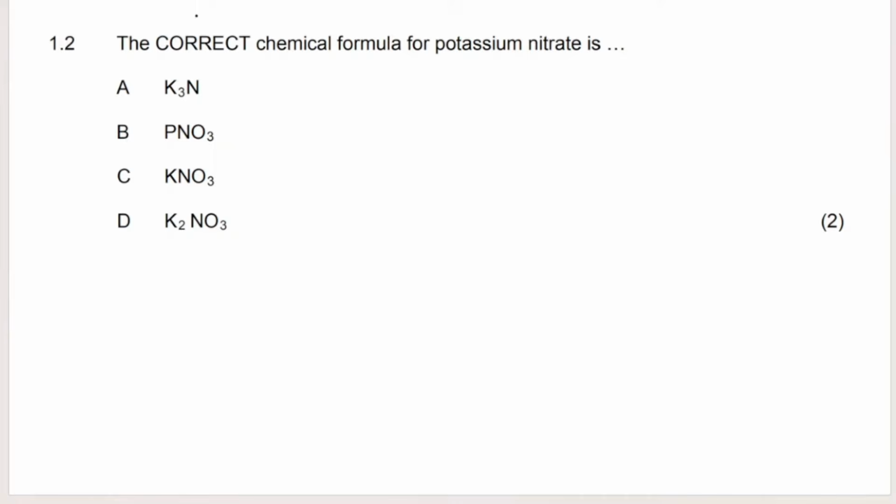Our next question, they say the correct chemical formula for potassium nitrate is. Now, before we even get confused by our options, what we can do is we can work it out for ourselves. But immediately there's an option that's bothering me over here. You should know that potassium is K. So the option that is completely wrong is B. Okay, potassium is K and nitrate is NO3. That immediately eliminates this option.